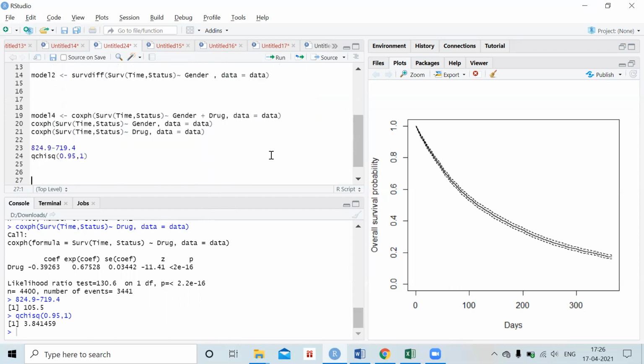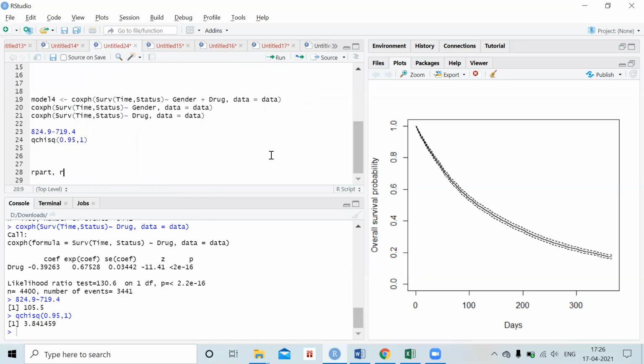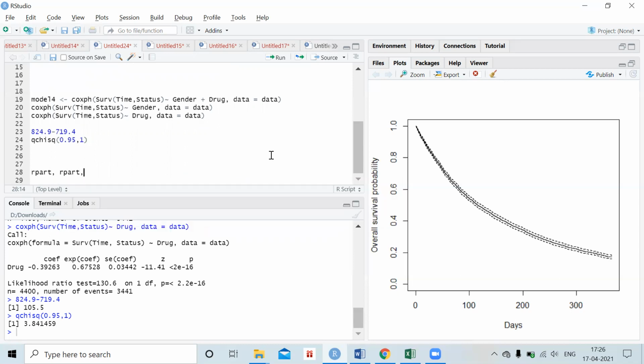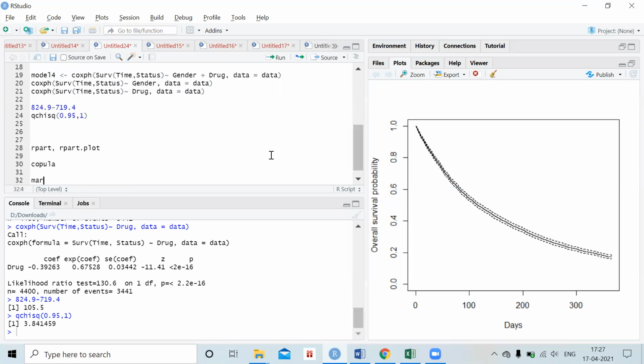Also, there have been packages like rpart, rpart.plot, which is mentioned in the model. So yes, rpart and rpart.plot are used for making decision trees. So you can expect a machine learning question also. And then there is a copula package which has been mentioned, but this guidance is for both April and September 2021. So maybe, and then there's Markov chain as well.